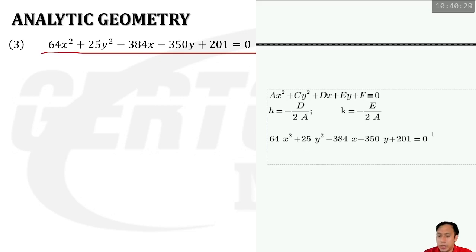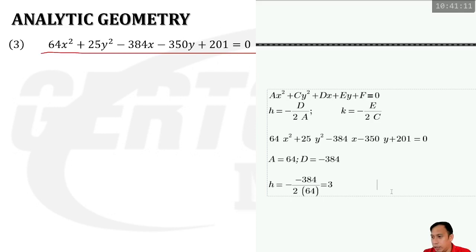For example, again, ito. In this case, a is equal to 64. The D, that's the coefficient of x, negative 384. So, solving for h, that is equal to negative 384 over 2 times 64, negative of this. Evaluating that gives us 3. Now, again, dapat 2C pala, yung sa k.